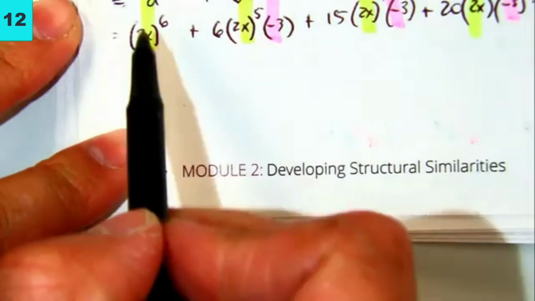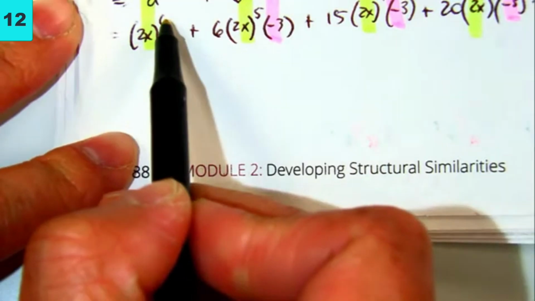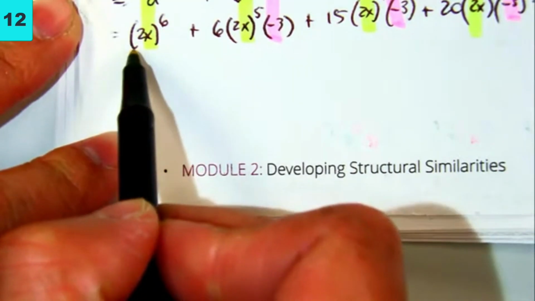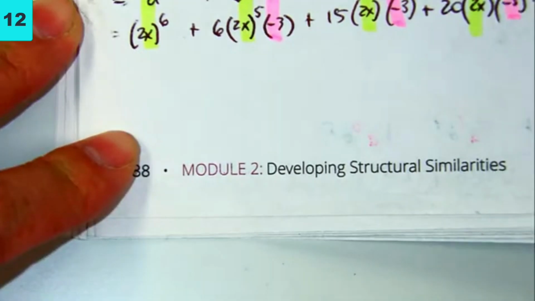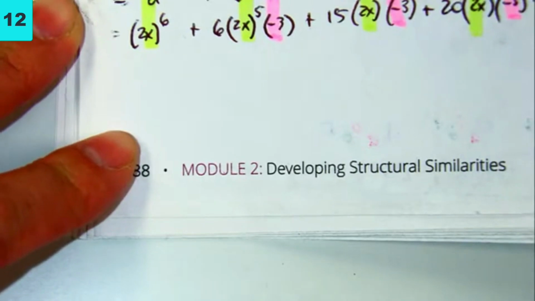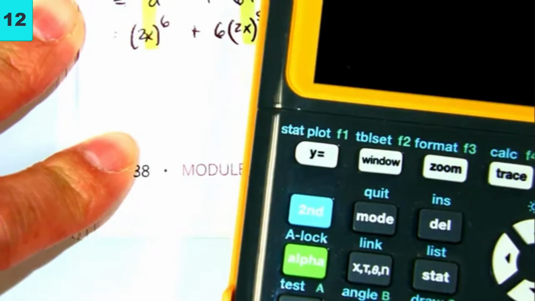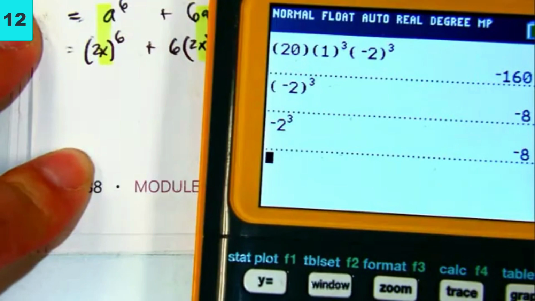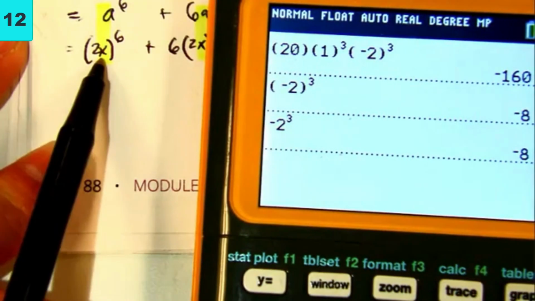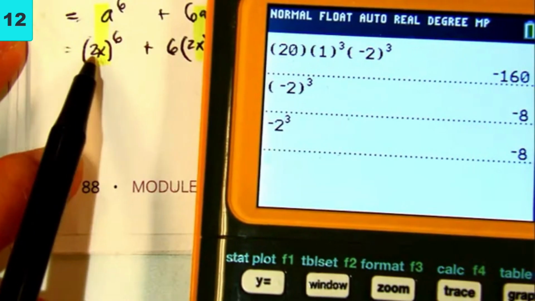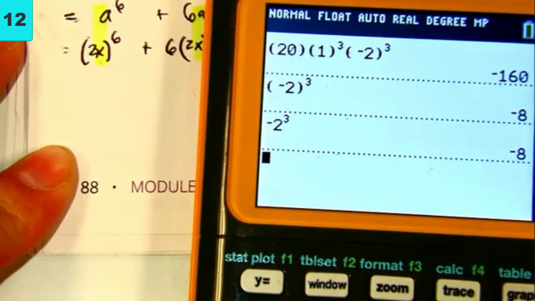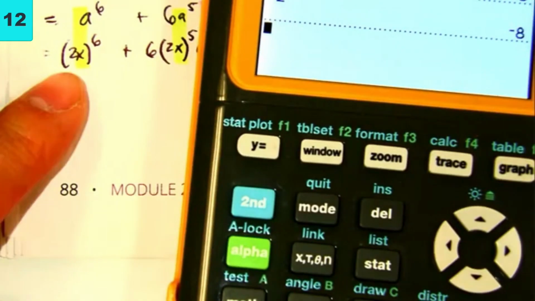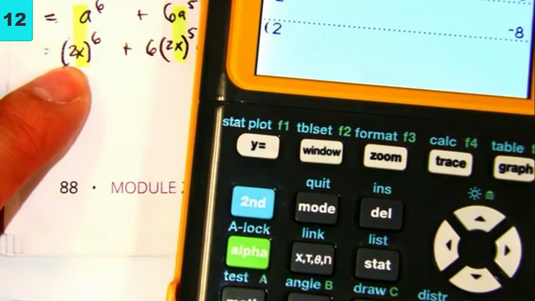We're going to simplify 2x to the 6th power. That's essentially writing out 2x 6 times: 2x times 2x times 2x, 2x, 2x, 2x. Now, when you put this in your calculator, you're not going to put the variable. You're only going to put the number. So in my calculator, again, use parentheses, 2, close the parentheses.